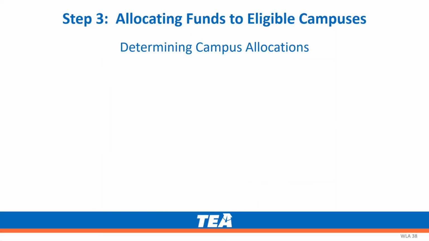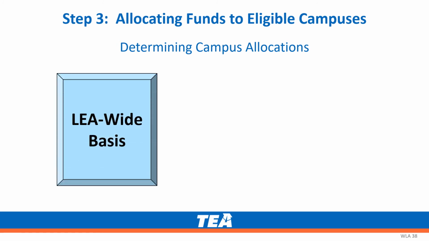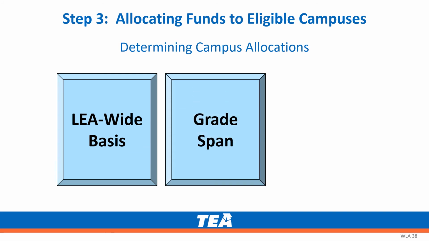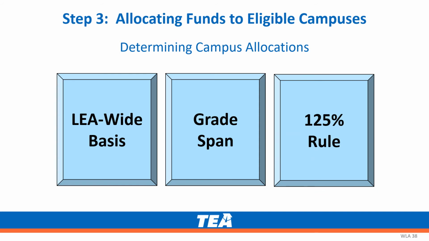We will now take a look at 3 different ways that an LEA may determine campus allocations. We will look at determining campus allocations on an LEA-wide basis, by grade span, and when the 125% rule must be applied. Each description will be followed by an example.